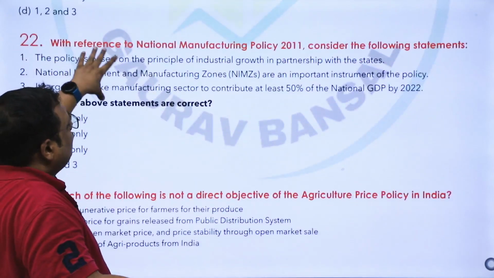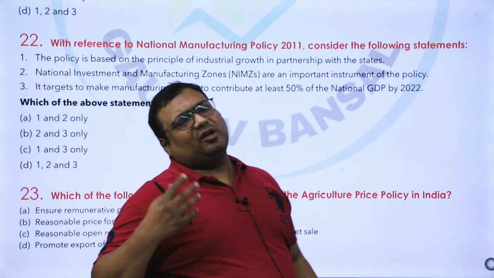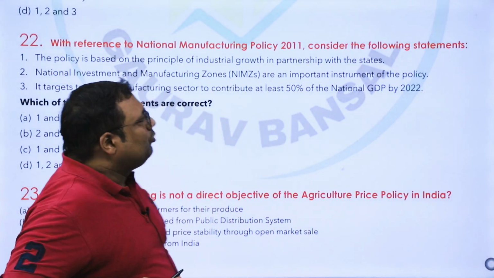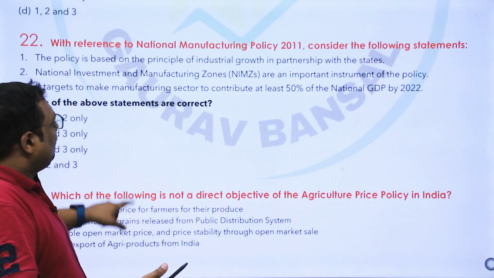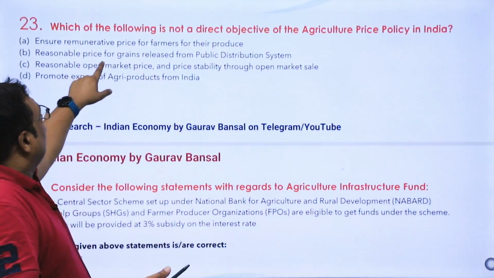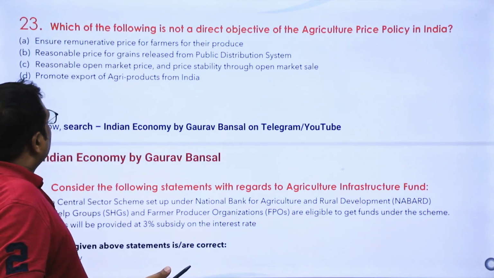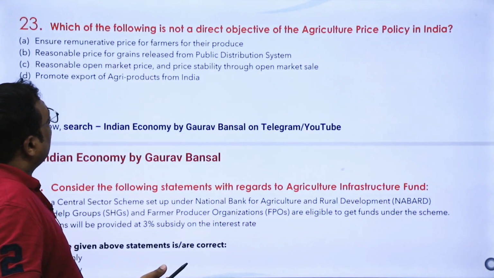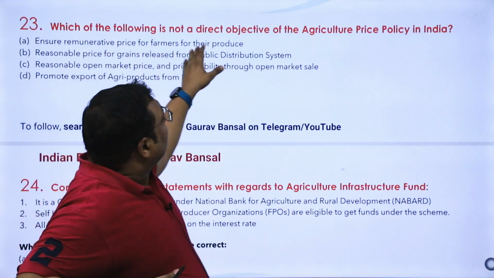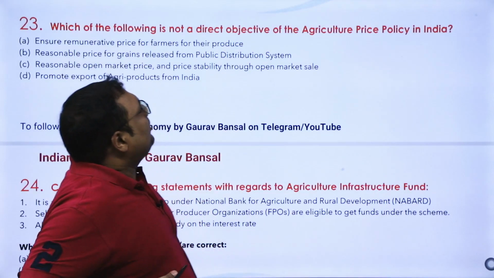Next is also factual. I have included them because such questions are asked by UPSC. So you should have a good deal of practice with them. I do not have to discuss this as well. And 23, I can discuss, because this is more logical. Which of the following is not a direct objective of the agriculture price policy in India?